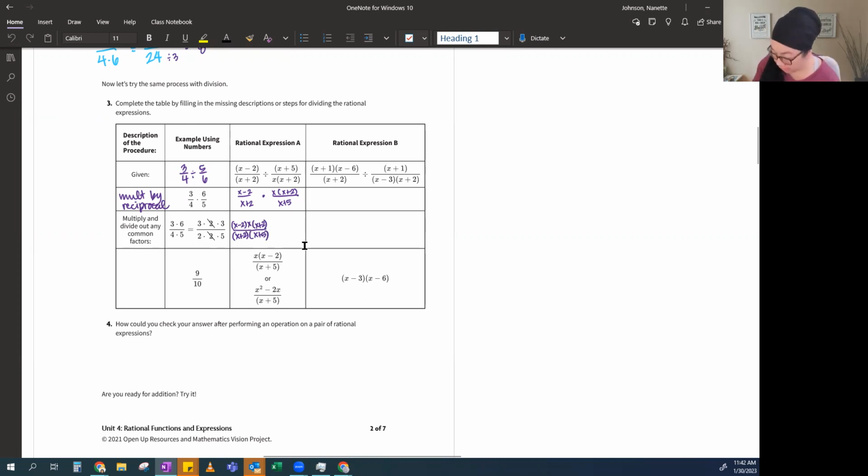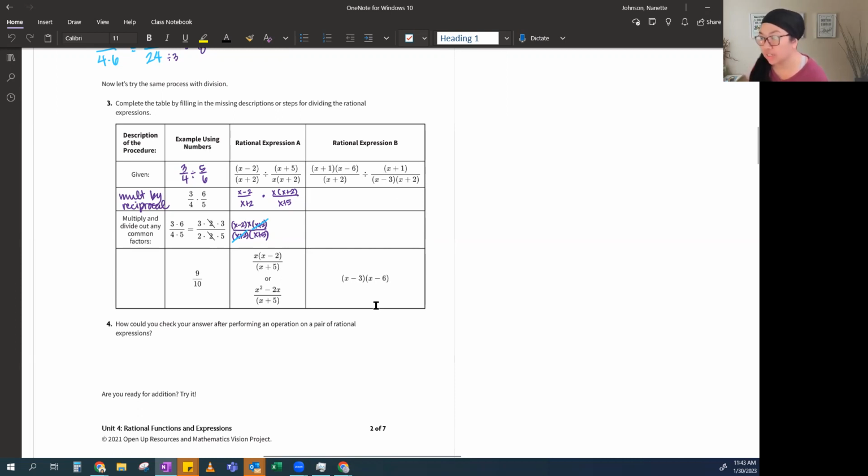Yeah, so very good. X plus 2 goes, and then that's all you're left with. X minus 2 on the top, boom, and X plus 5 on the bottom. So no, Ms. Johnson prefers this way. I'm going to leave this one for you to do and make sure that your answer is correct. Here's your answer. It is correct.